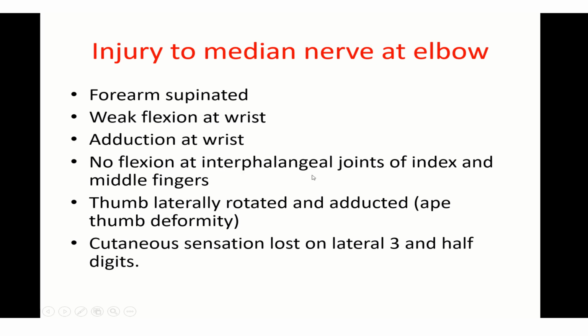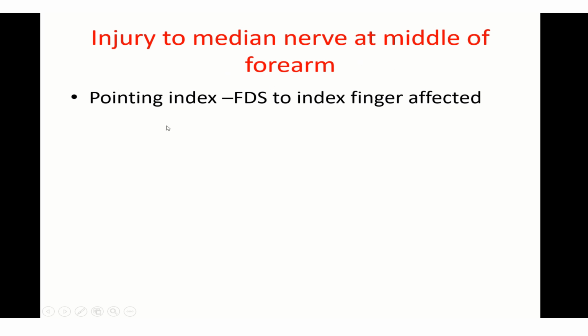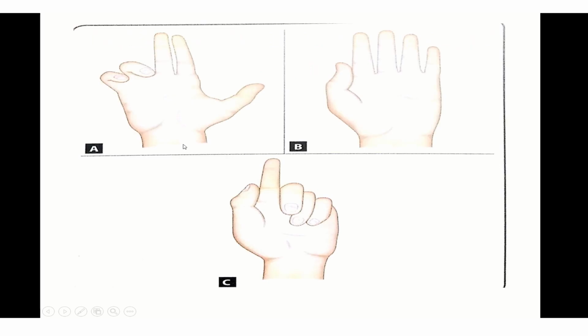There will be no flexion at the interphalangeal joints of the index and middle fingers because both flexor digitorum profundus and flexor digitorum superficialis tendons going to these two fingers are paralyzed. The thumb is laterally rotated and adducted, resulting in ape thumb deformity, because the abductor pollicis brevis muscle is paralyzed. Cutaneous sensation is lost on the lateral 3.5 digits. Injury to the median nerve at the middle of the forearm leads to a pointing index, as flexor digitorum superficialis to the index finger gets affected. So this is the benediction deformity, this is the ape thumb deformity, and this is the pointing index.